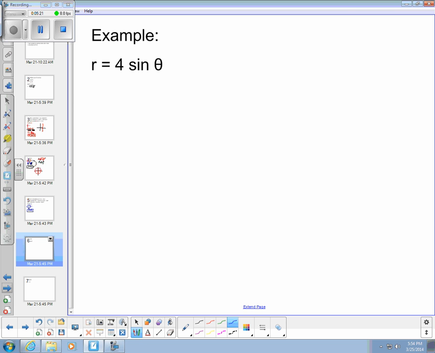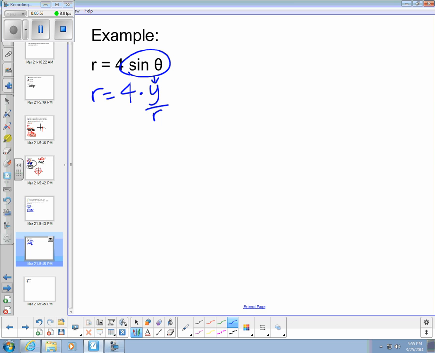Okay, a new equation. We've got r equals 4 sine theta. Now I don't have a formula that I can put in that just replaces sine or the 4 sine theta or something like that. It doesn't look exactly like one of our formulas. But we do know from the beginning of trig that the formula for sine of theta is y over r. So I'm going to replace sine of theta with y over r.